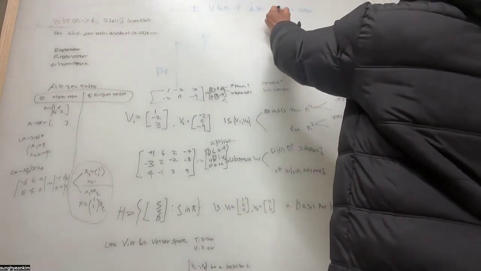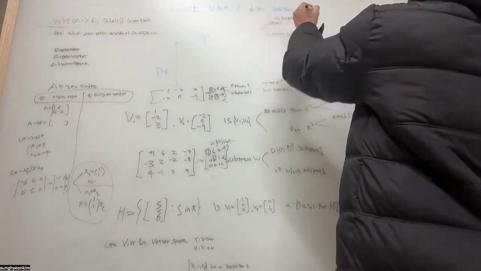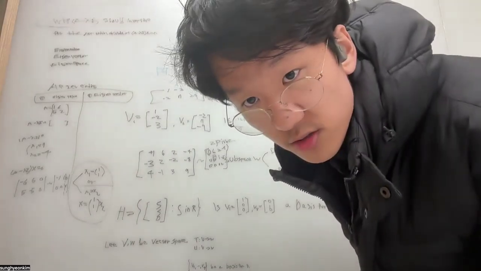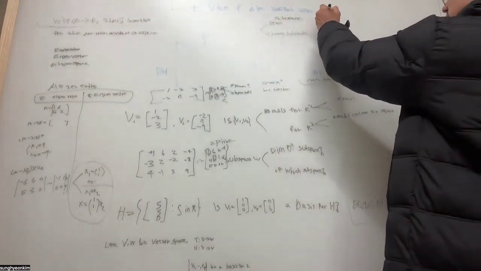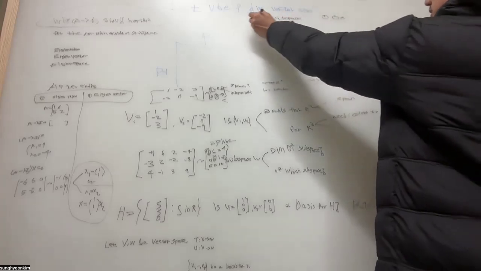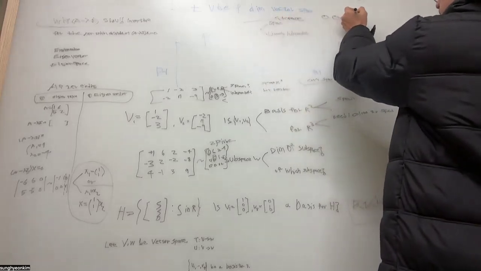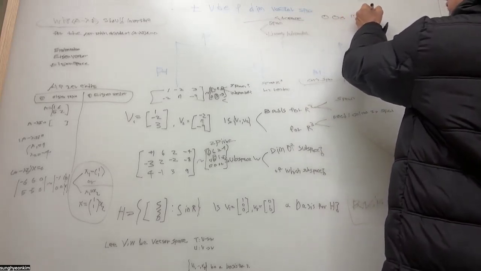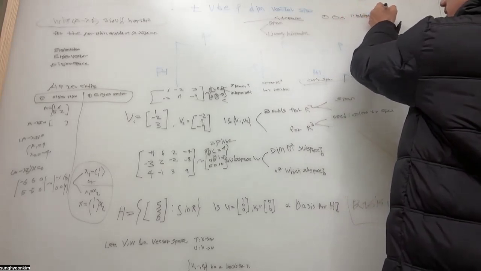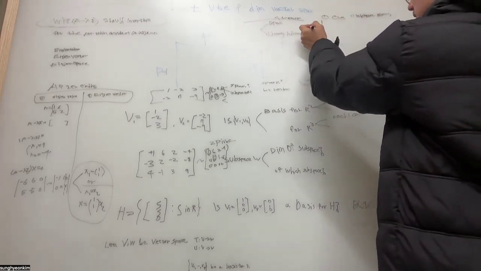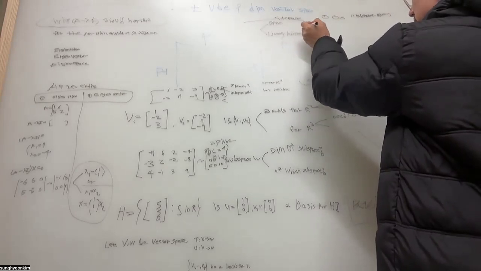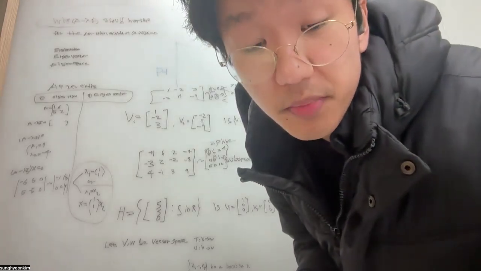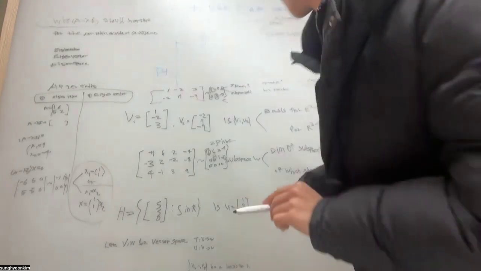There's a subspace. Then if you want it to be an n-dimensional subspace, you need n independent columns. And M should be inside the corresponding ambient space.